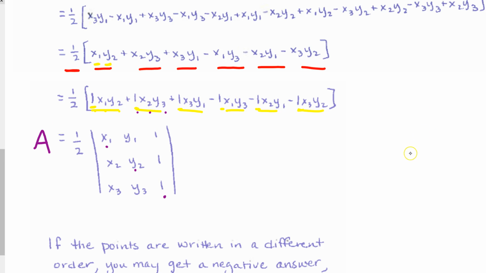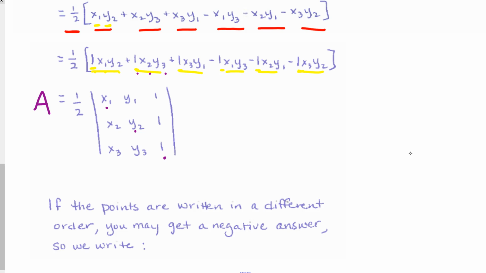However, if I write the points in a different order, if I rearrange the rows in a 3 by 3 matrix, the determinant might end up negative instead of positive. So if I take the determinant of x2, y2, 1, x3, y3, 1, x1, y1, 1, that might be the opposite of the original, or it might be the same. I just don't know. Sometimes you get the opposite, sometimes you get the same. So we need area to always be positive. So, well, what do we normally do to make something always positive? We normally take the absolute value.